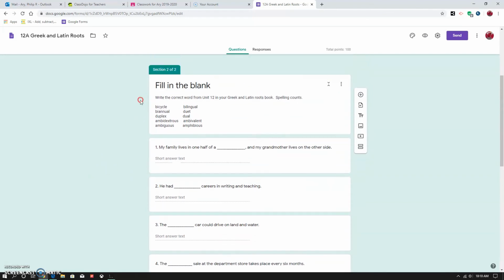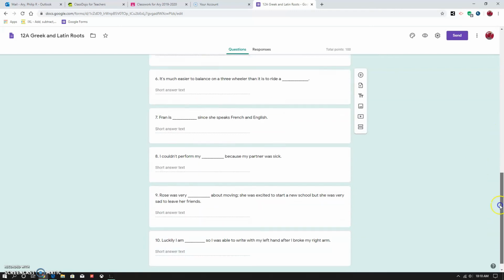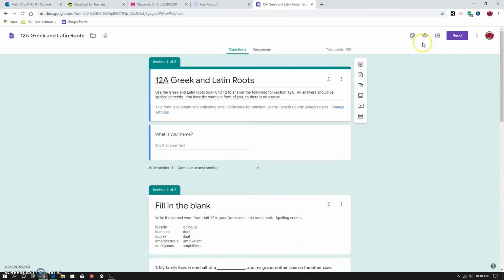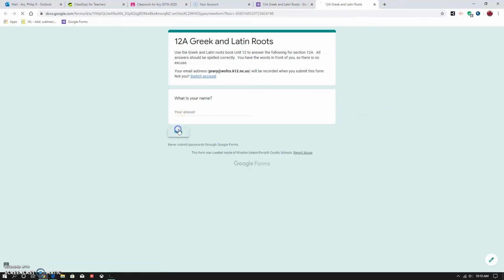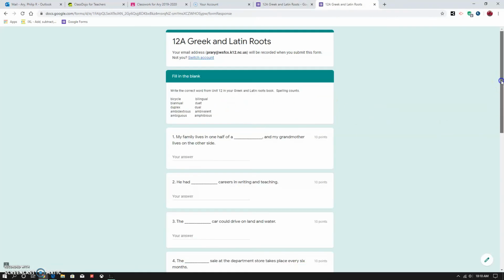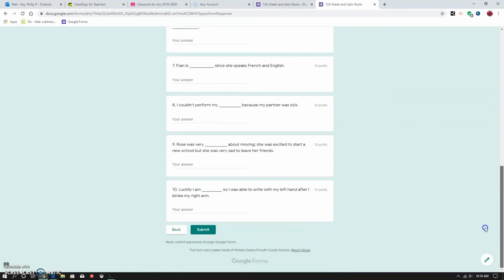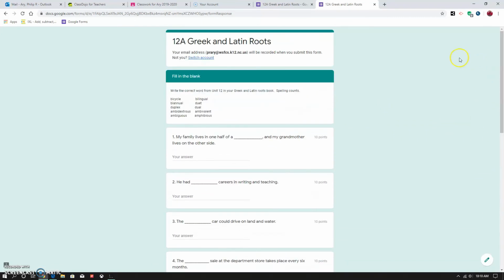At the top here, you can see I have put the words in like a little word bank. Right here, spelling counts. So if you misspell something, it's going to count it wrong. Okay. So you're going to click on here, fill in the blank, and submit at the bottom. Yours will look like this. And you will go down to the bottom and submit that when you're finished, and it will grade it.